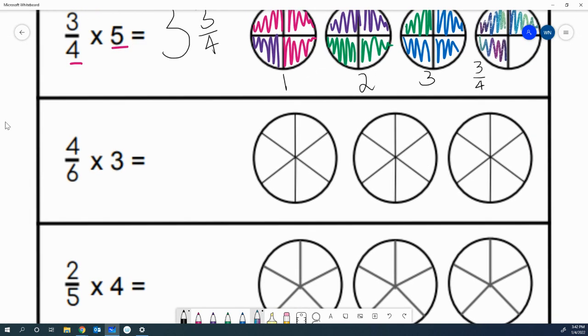Let's do one more together, and then I'm going to have you do them on your own. We've got 4/6 times 3. So I'm taking a look at it. I know that I'm going to be coloring 4/6 3 times. So let's go ahead and get started with that.